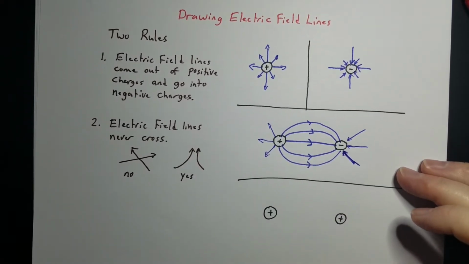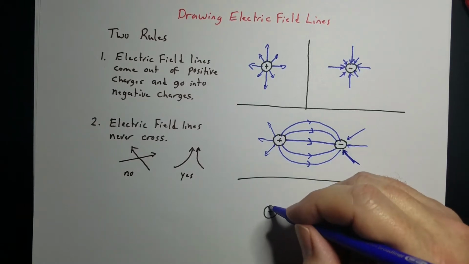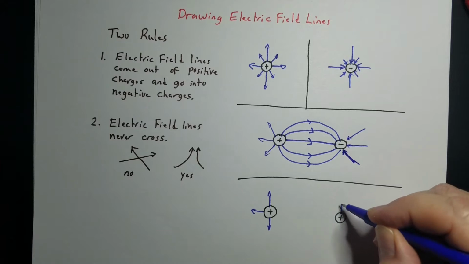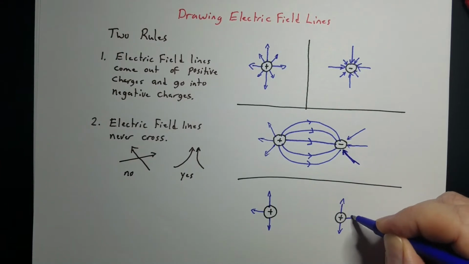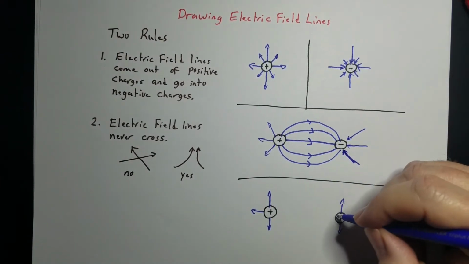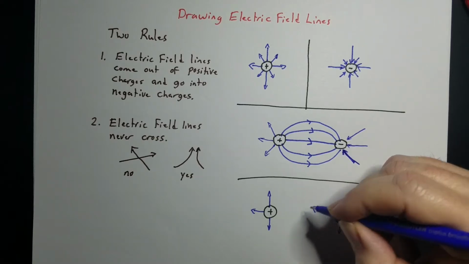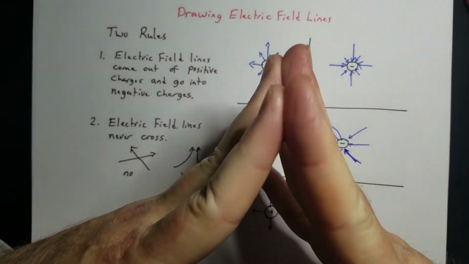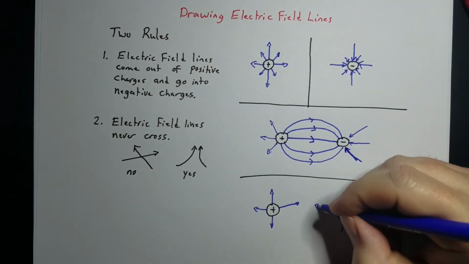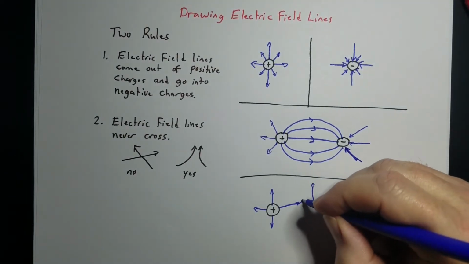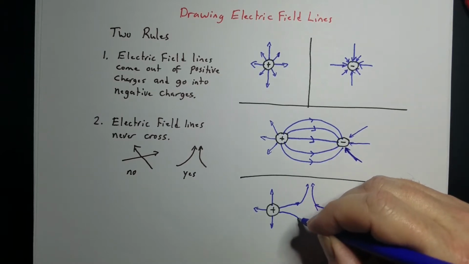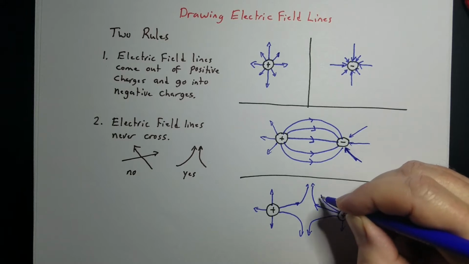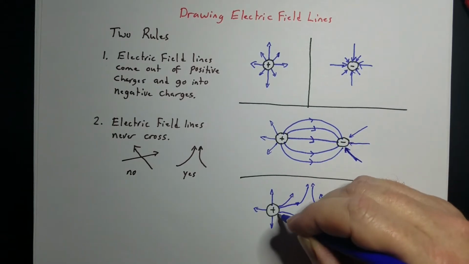Now, what if we've got two positive charges? Again, the field lines come out of positive charges. Okay, that's no problem there. But what about the field in between? Well, if we've got a line coming out this way and a line coming out this way, as they come close to each other, they're going to bend and deflect. So this will curve up, and that will curve up. And so you'll see, if we draw it nicer, something that looks like this.